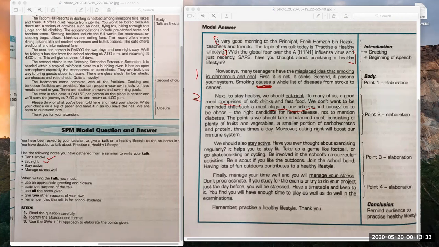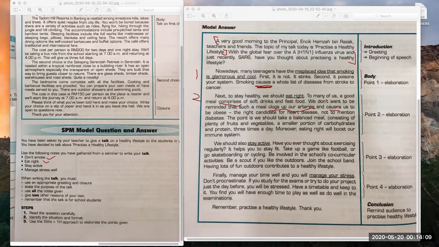Okay, and causes us to be obese. So menyebabkan, sekali lagi menyebabkan the right candidate for heart disease. Okay. Bila kita jadi gemuk, kita jadi candidate, kita jadi target yang perfect untuk penyakit jantung. Okay. Macam bila itu penyakit jantung boleh pilih, dia mesti pilih dulu orang yang gemuk sikit, right?